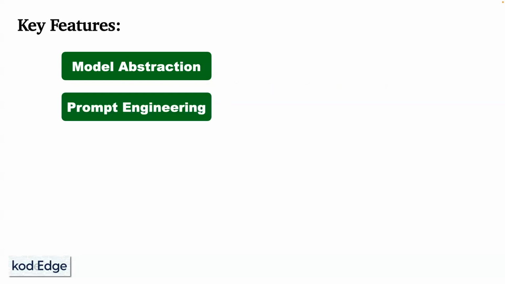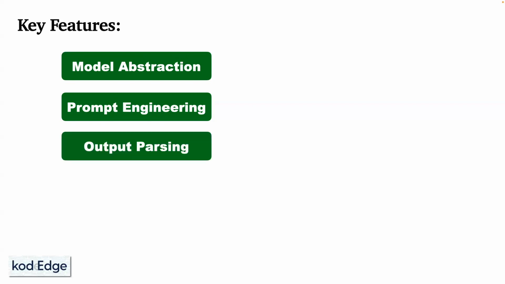Next is prompt engineering. A prompt is an input to the LLM, like an instruction or context. So Spring AI provides prompt templates to help parameterize these prompts, like using placeholders. Next is output parsing. LLMs return text by default, but often you want to structure your data in the form of JSON or POJOs, right? So Spring AI provides output parsers to map the LLM response into a typed Java object.